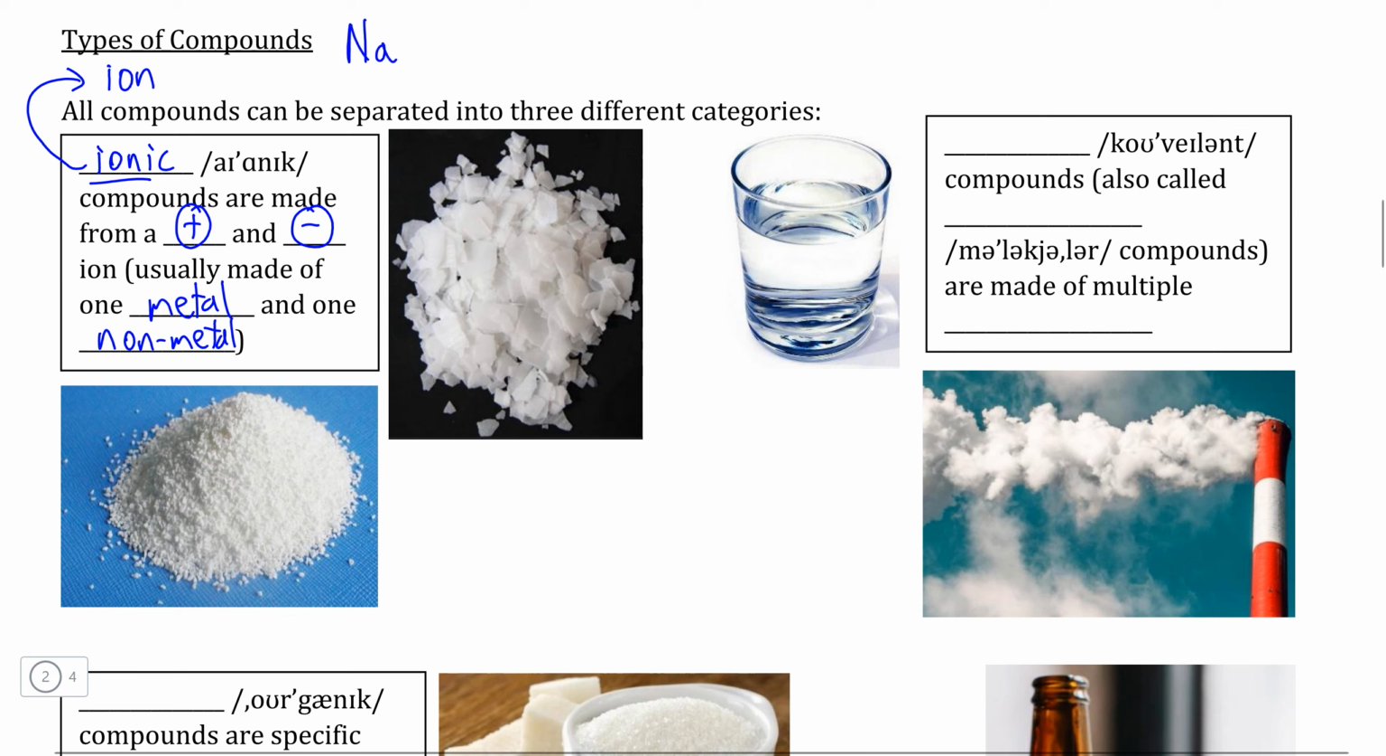For example, the most famous ionic compound is probably sodium chloride. Now, sodium, we remember from its Lewis structure, if we remember that sodium is in group 1, that means that it has one valence electron, and chlorine as a halogen is actually in group 7, meaning it has 7 valence electrons.